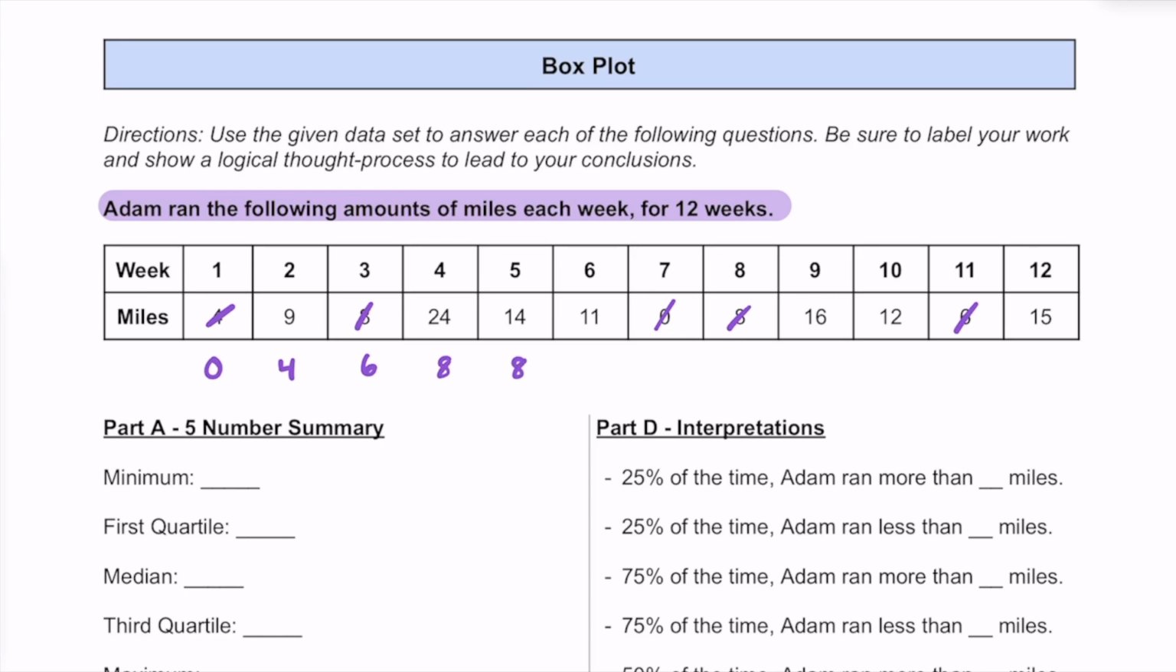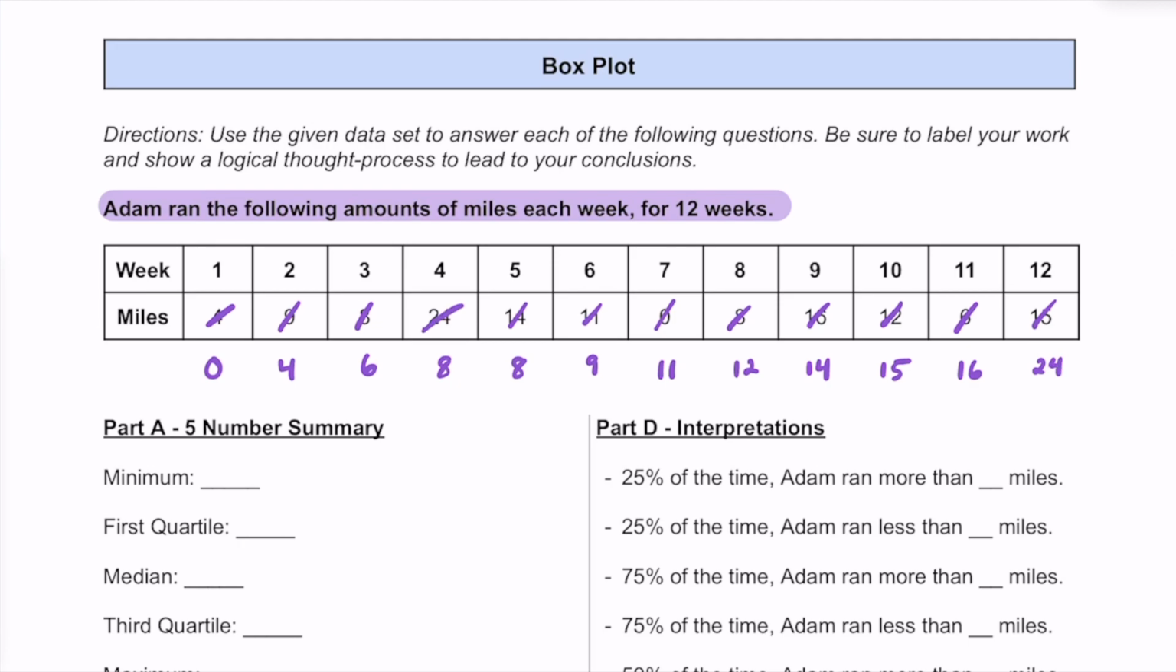After those 8s, I see a 9 and 11. So I'm going to go ahead and write a 9. I'll cross out the 9 and 11 and then write those in. Now after that, I see a 12 and a 14. So I'll go ahead and write 12 here and 14. After that, I see a 15 and then a 16 and then finally a 24.